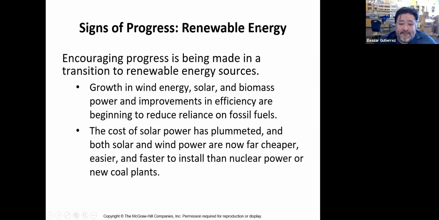Renewable energy. So we are investing more and more in wind, in solar, biomass power. That's algae. We'll talk about that in a little bit. The efficiency of the way that we build homes has increased significantly. The cost of solar power has plummeted, which is fantastic.